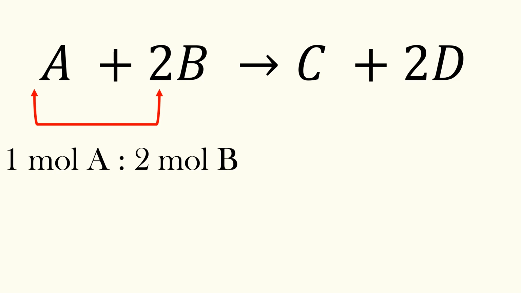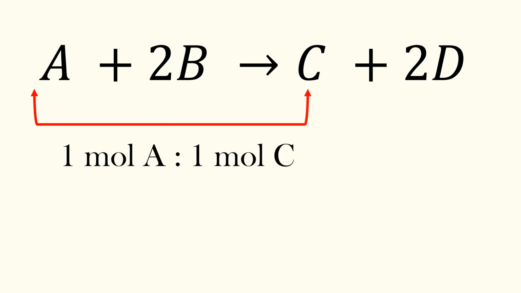To do stoichiometry, simply use these mole ratios to convert between species. For example, use a mole ratio of 1 to 2 to convert between A and B. Or use a mole ratio of 1 to 1 to convert between A and C. And that's it.